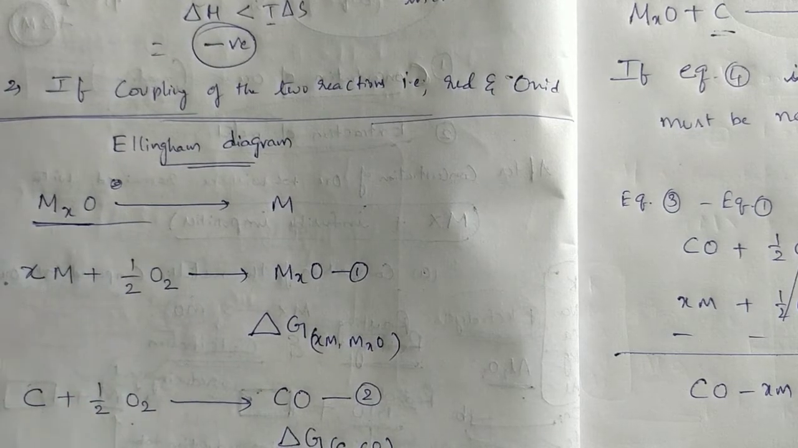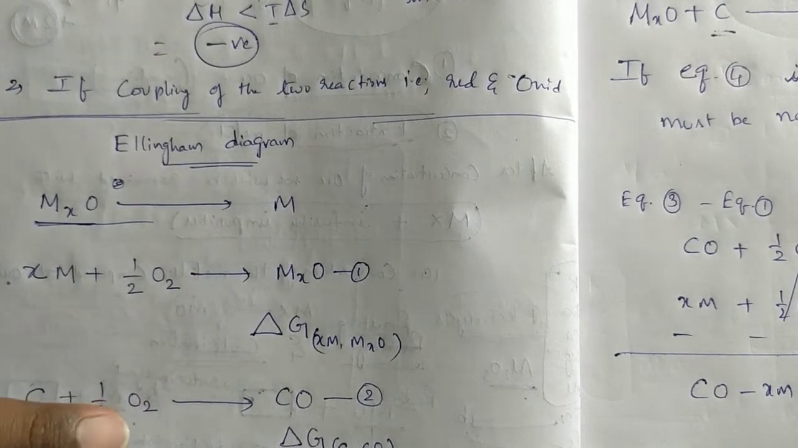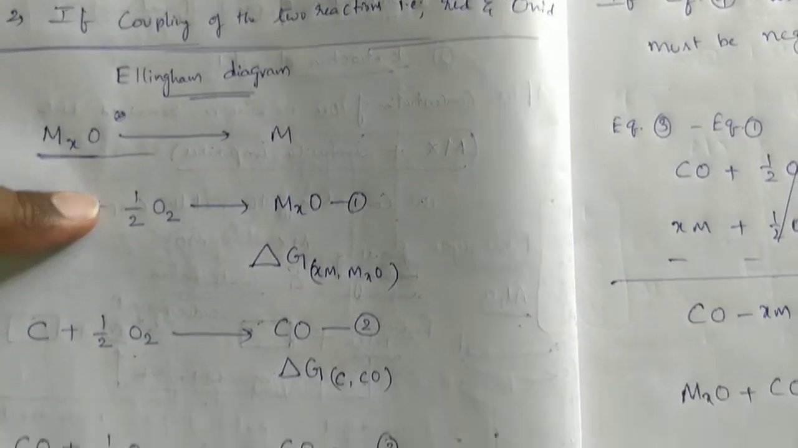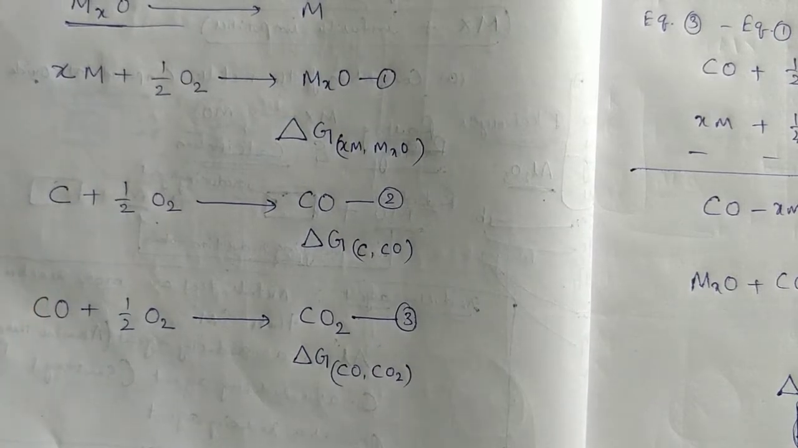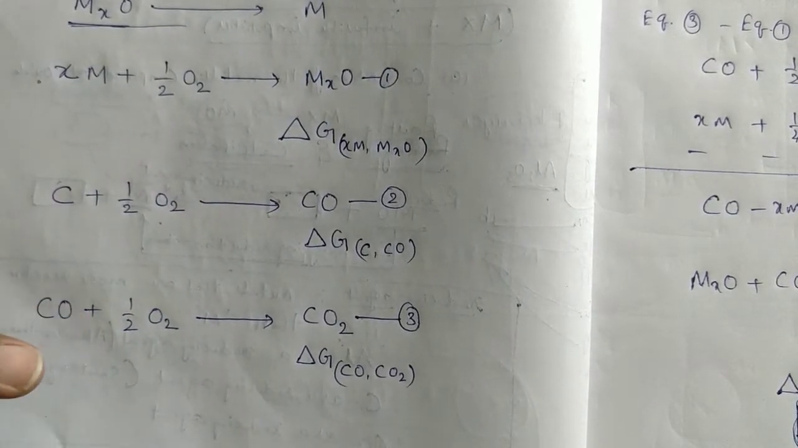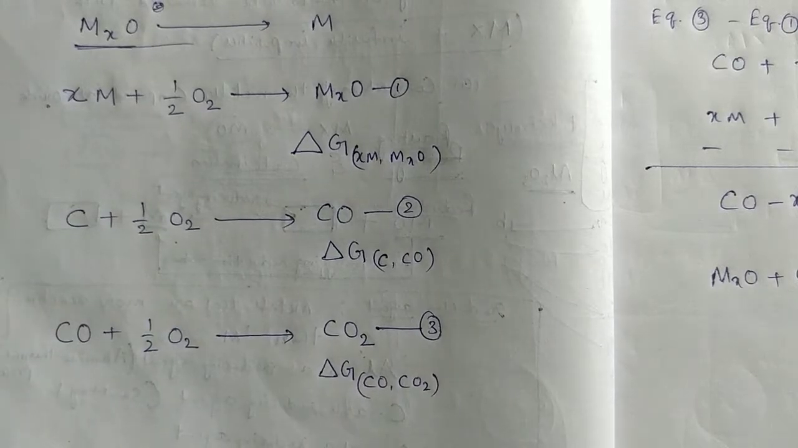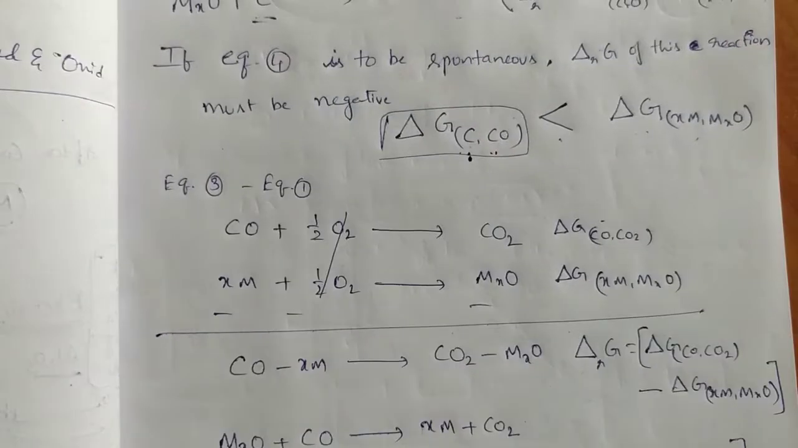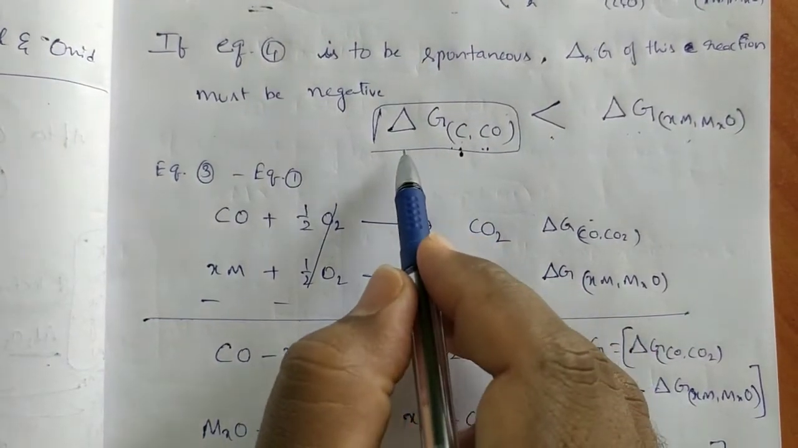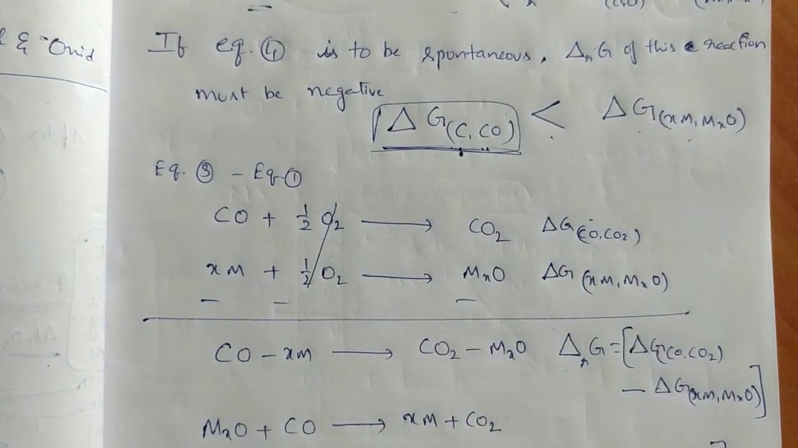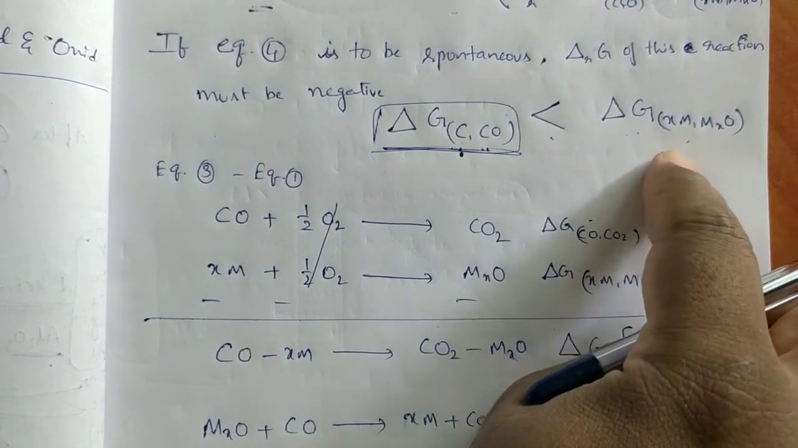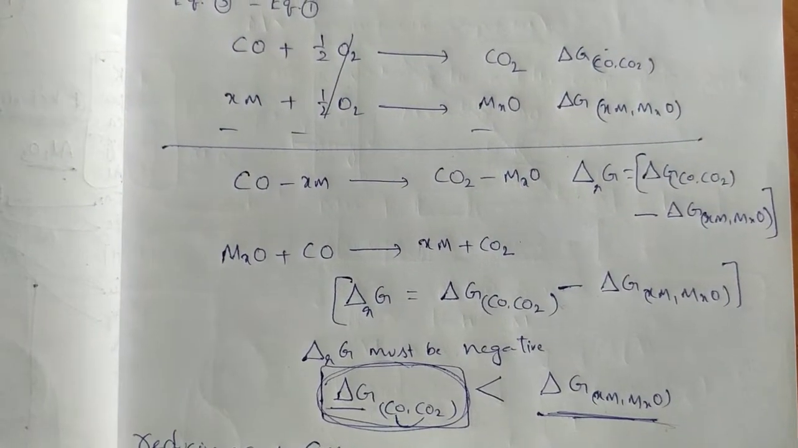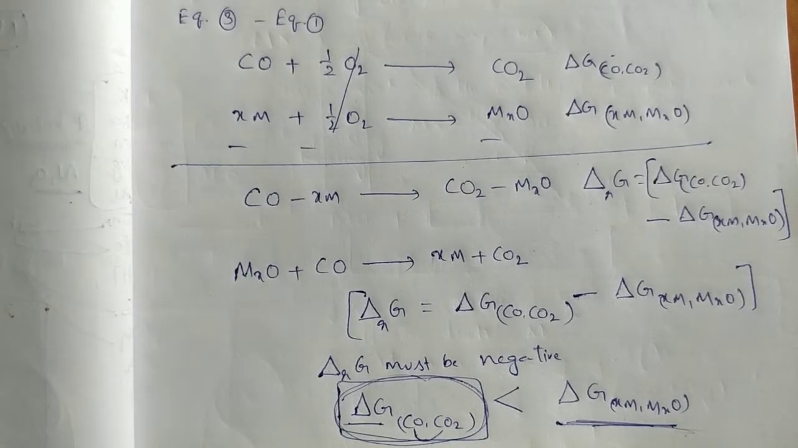Now I want to select carbon as the reducing agent. For that, this second equation is combined with the first equation. Like that, if I want to select CO as the reducing agent, I combine the third equation with the first equation. That process is called coupling of the equations. Coupling of the reactions leads to one point: every time, the reducing agent's Gibbs energy change must be less than the change in Gibbs energy of metal to metallic oxide. Now we have to see the Ellingham diagram. Let us see.